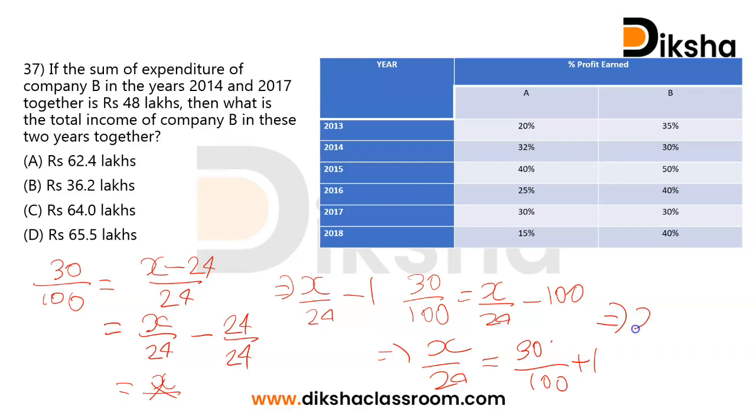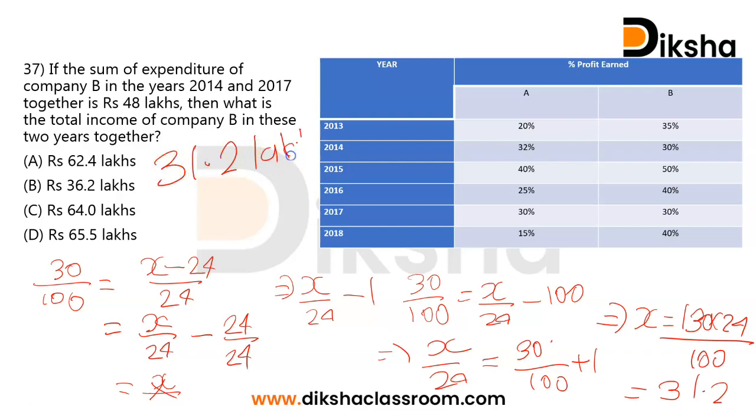Solving it, you will get x is equal to 130 into 24 by 100, which is 31.2. We directly applied the equation: profit percentage equals income minus expenditure by expenditure into 100. We solve the equation and we get the expenditure of 1 year as 31.2 lakhs.